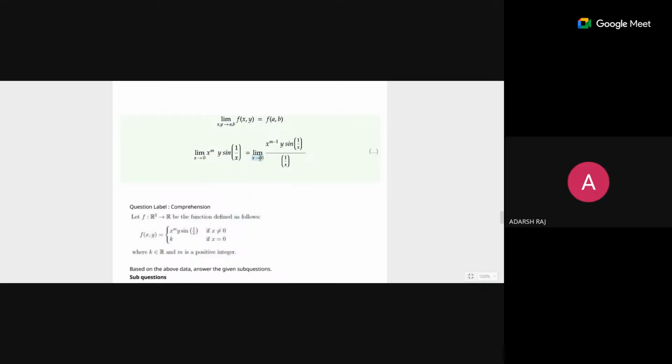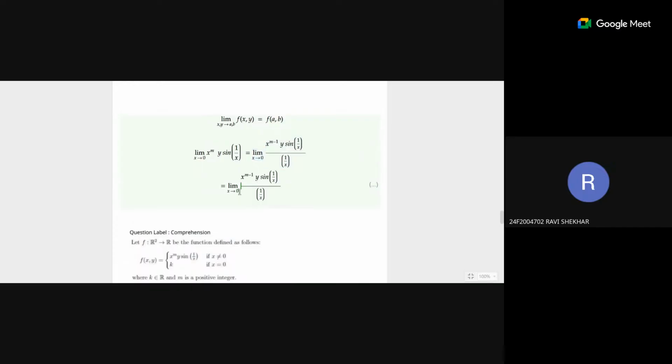But here I'm asking: if x tends to 0, 1 by x is what? It tends to infinity. Means when x tends to 0, 1 by x tends to infinity. So what is the limit here? There is a formula: the limit as x tends to 0 of sine of 1 by x upon 1 by x is 1. And here this factor will be 0, so the entire thing will be 0.